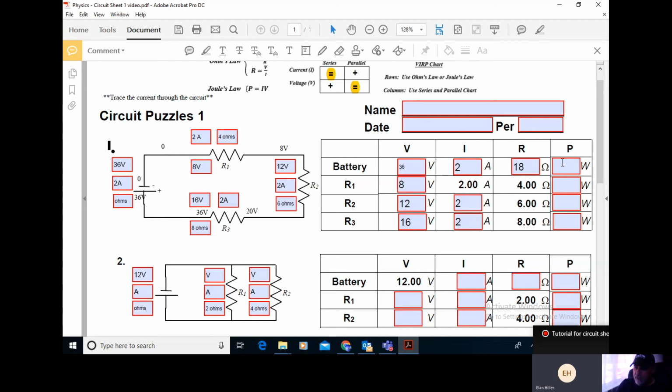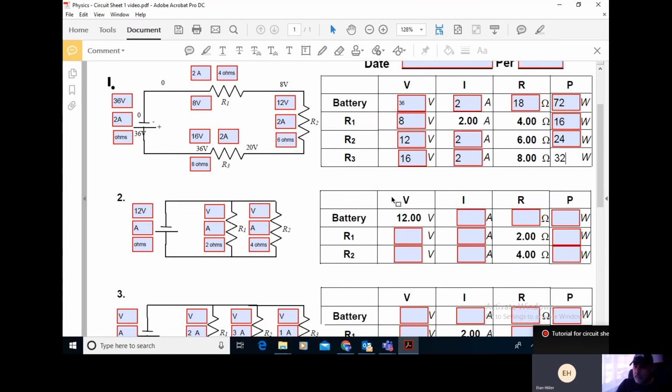Okay, so let's go ahead and do our power calculations. The total power of the circuit is 72 watts. Okay, how do we get that? 36 times 2, we're going current times voltage. Resistor 1 power is 16 watts. Resistor 2 power is 24 watts. And resistor 3 power is 32 watts. Now, the final check is to make sure that these individual powers add up to the total power. So 16 plus 24 plus 32, indeed, these do add up to 72 watts.